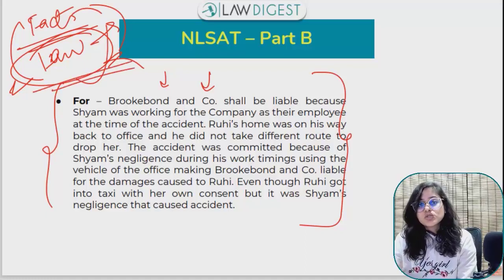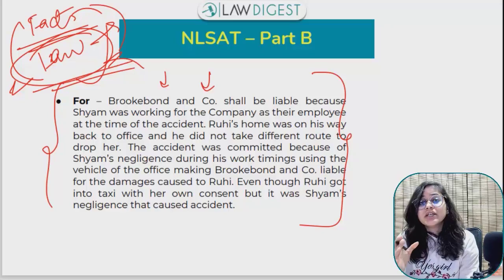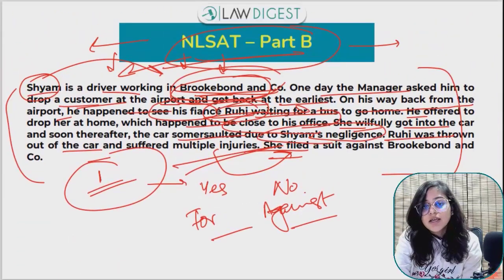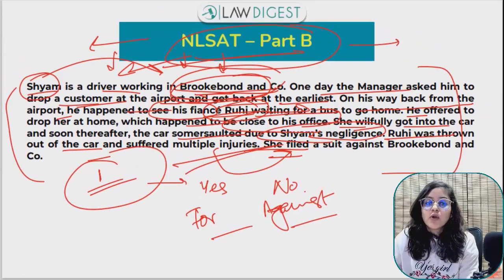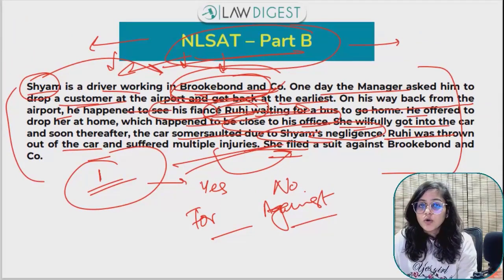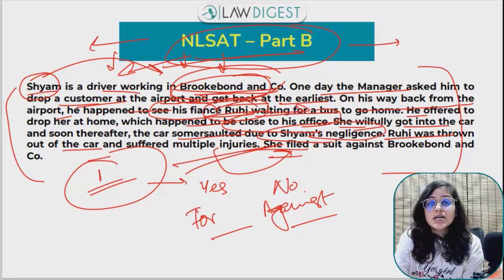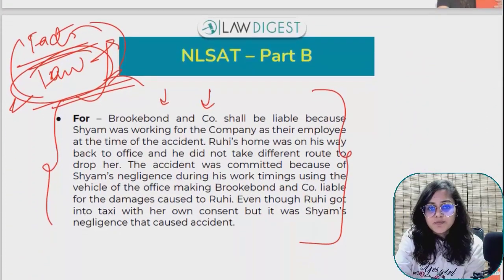Now, in such a situation, people might get confused that this is a question from the vicarious liability concept under tort law. However, there's a strict no, as they have mentioned in their response guidelines, that prior knowledge of law is not required. So you need not apply your knowledge of law here. You need to give a reasoning based answer only.